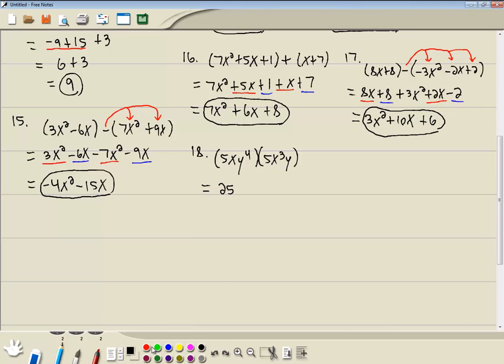And then you multiply the x's together. We got x times x to the third. Now remember, if you just have an x, that's like an invisible 1 there. So that's like x to the first. So we got x to the first times x to the third, and we're going to add the exponents. 1 plus 3 gives you 4.